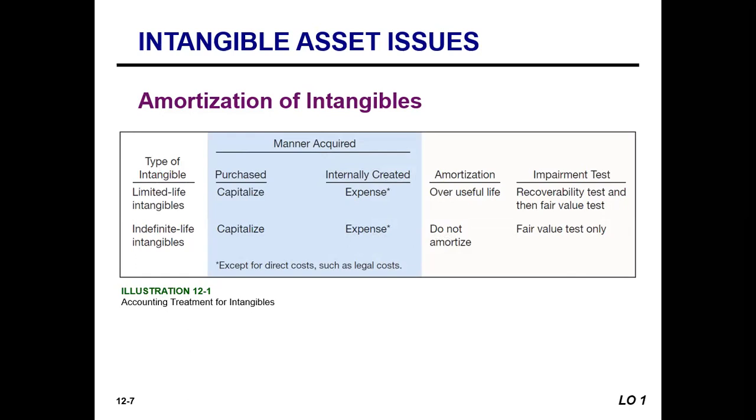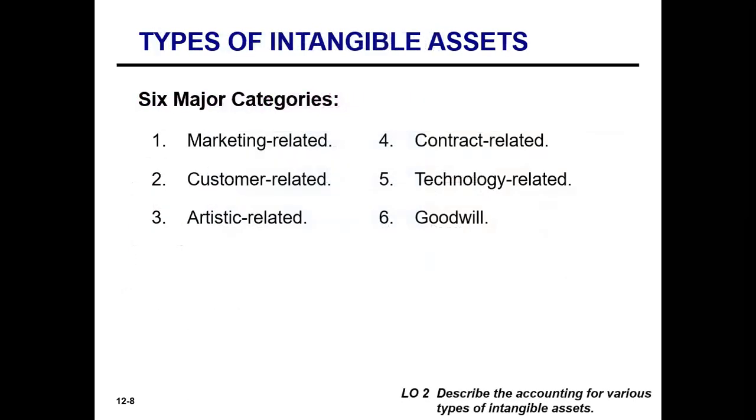What are the future value of the cash flows versus carrying value, and then also apply the fair value test. With indefinite life intangibles, again, if it's purchased, we capitalize. If it's internally created, we expense. We do not amortize indefinite life intangibles, but we test for impairment periodically.